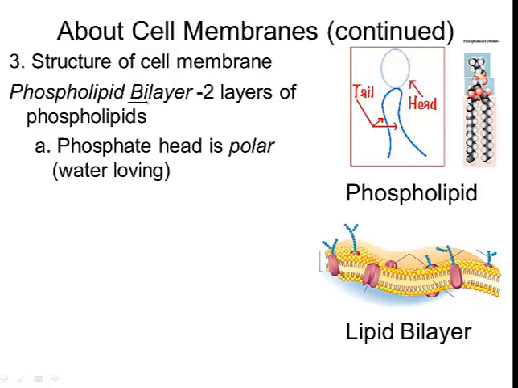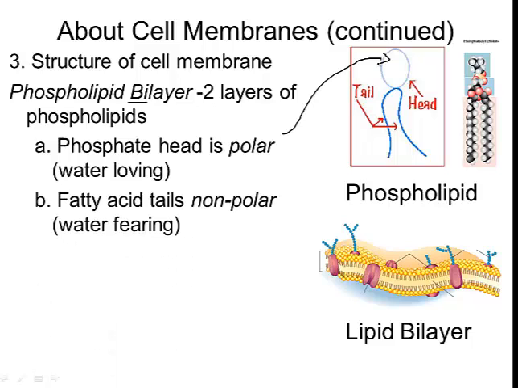A phospholipid has two parts to it. One part is a water-loving head. We call it polar or hydrophilic. So here is the head up here. It is water-loving. That means it's attracted to water. It likes to hang out with water. The tails are nonpolar. That makes them hydrophobic. That means they are water-fearing. So they like to avoid water whenever possible. So you want to keep those things away from the water.